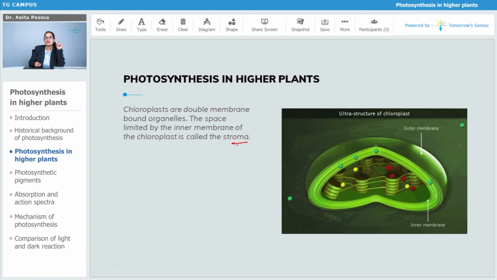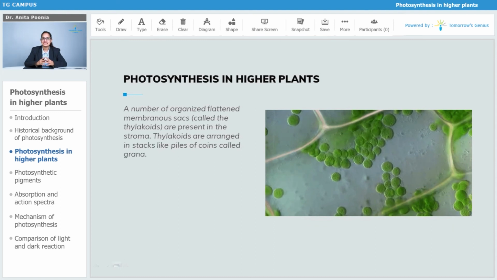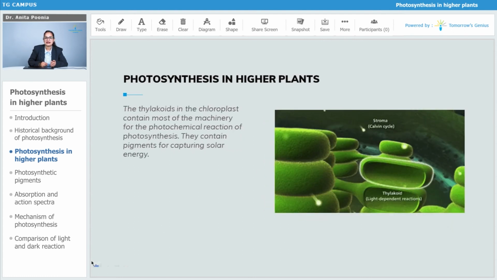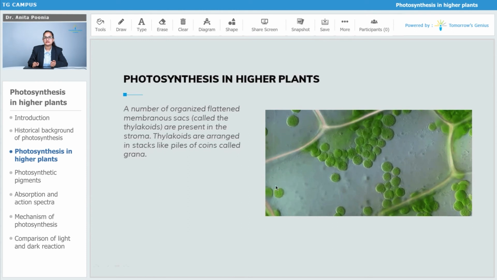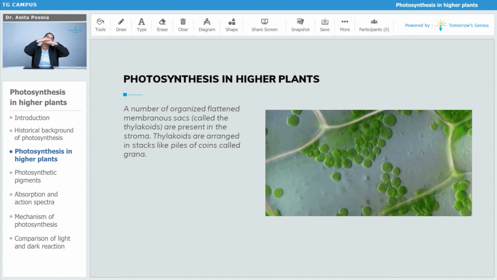So stroma is majorly that space which is limited by the inner membrane of the chloroplast. Apart from that, a number of organized, flattened, membranous sac-like structures you see over here. These are called thylakoids, and they are present in the stroma. The thylakoids are arranged in stack-like piles of coins. You keep a lot of coins one above the other. That is how they are arranged.